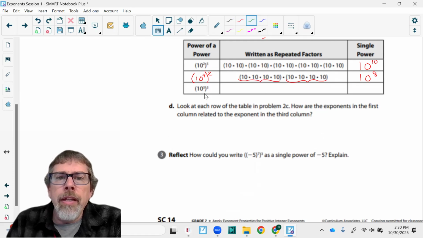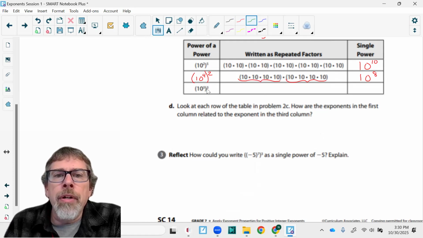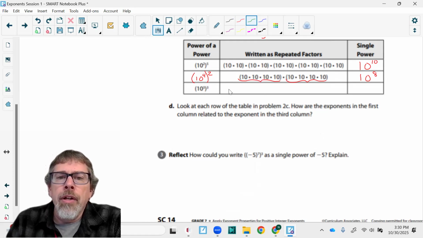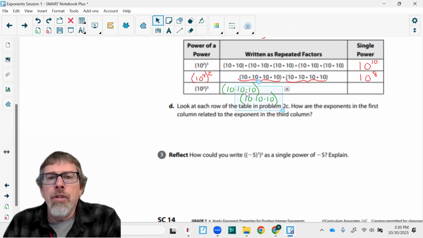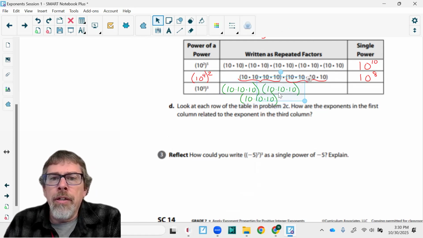Okay. And then this says 10 to the third power again. So that means 10 times 10 times 10. That'd be 10 to the third power if this was a 1, but it's a 3. So I have to do this 3 more times. So just to save time, I'm going to copy this twice. I'm going to put it here. I'm going to put it here.